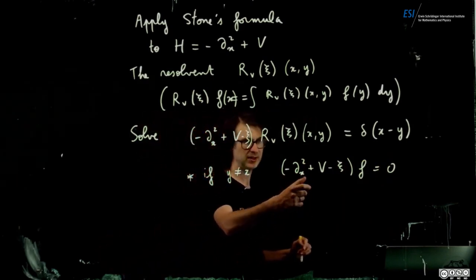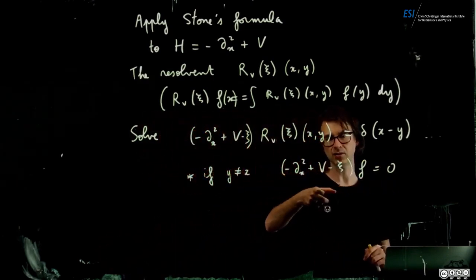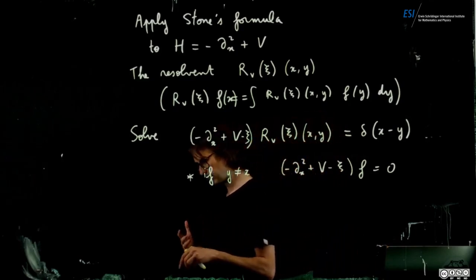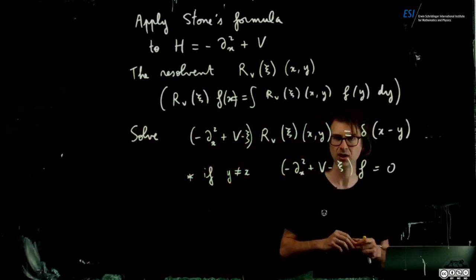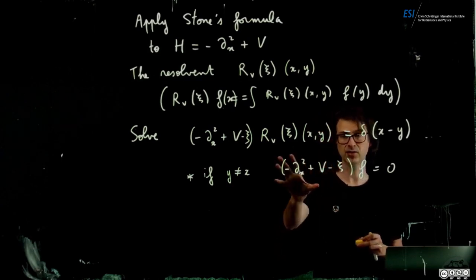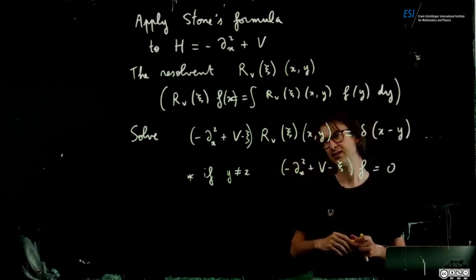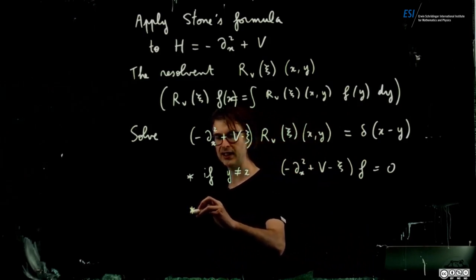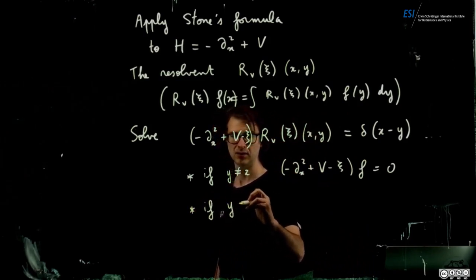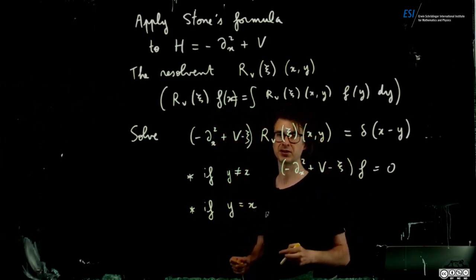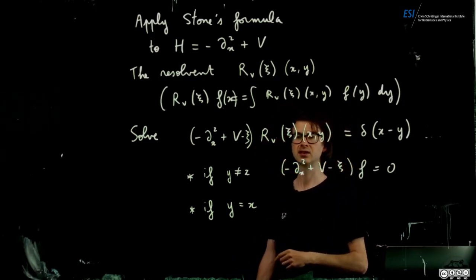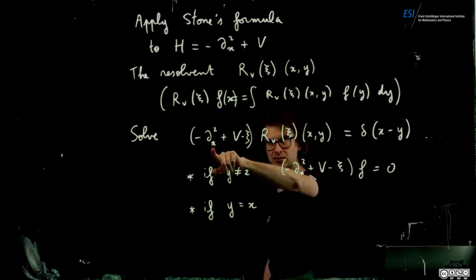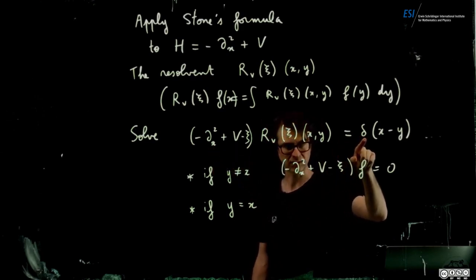It's an ODE problem, and it's a second order linear ODE. So it has a space of solutions, which is a linear space of solutions of dimension 2. And so we need to investigate it. And then if y equals x, there is this jump condition in the first derivative, which when you take two derivatives will give rise to this delta.